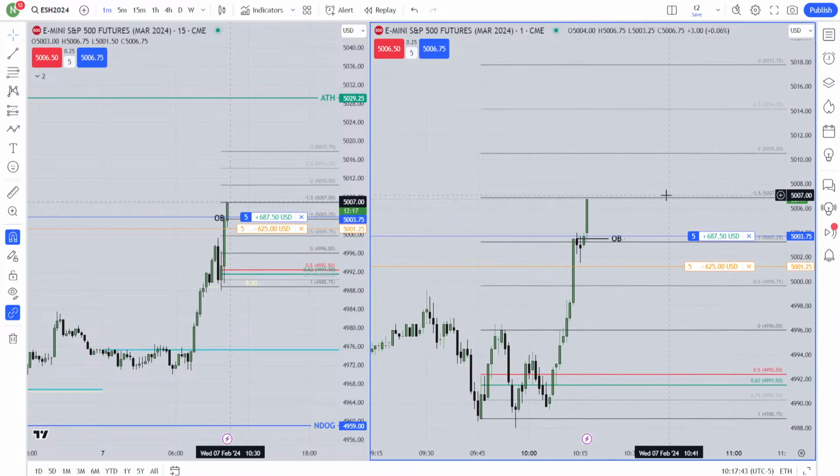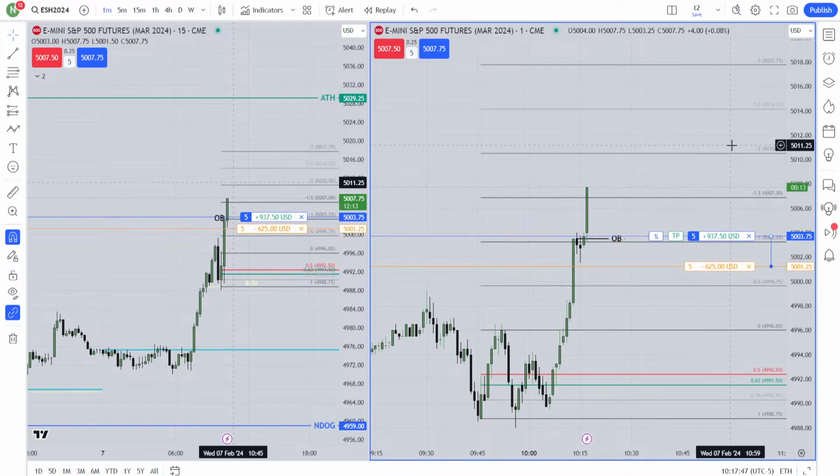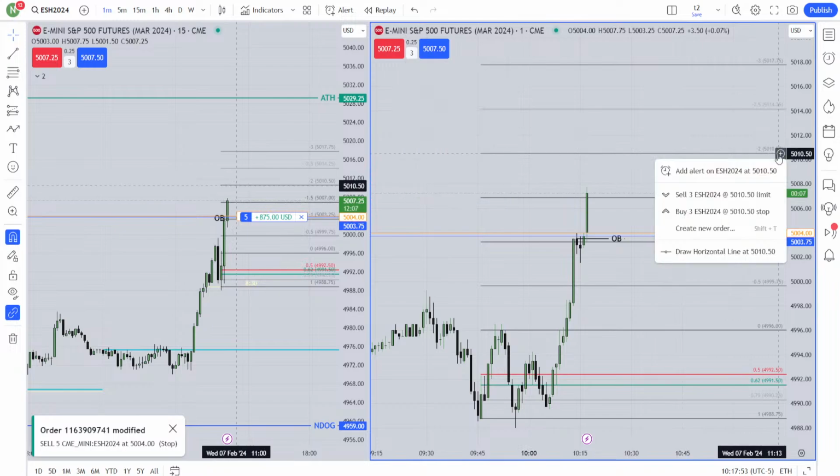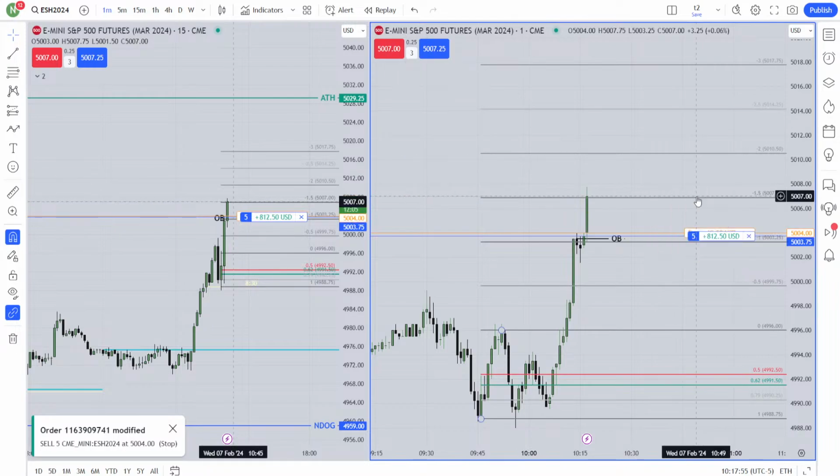Okay, if market comes to this minus 1.5, I will just put my stop loss to the break even. I will just take some partial around this. Yeah, and I will just close my trade here.